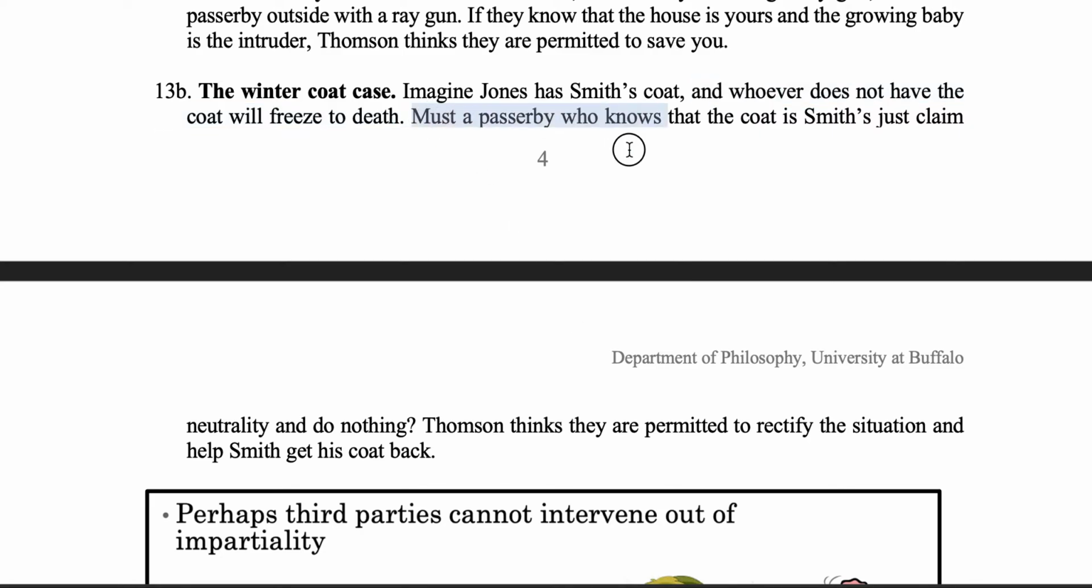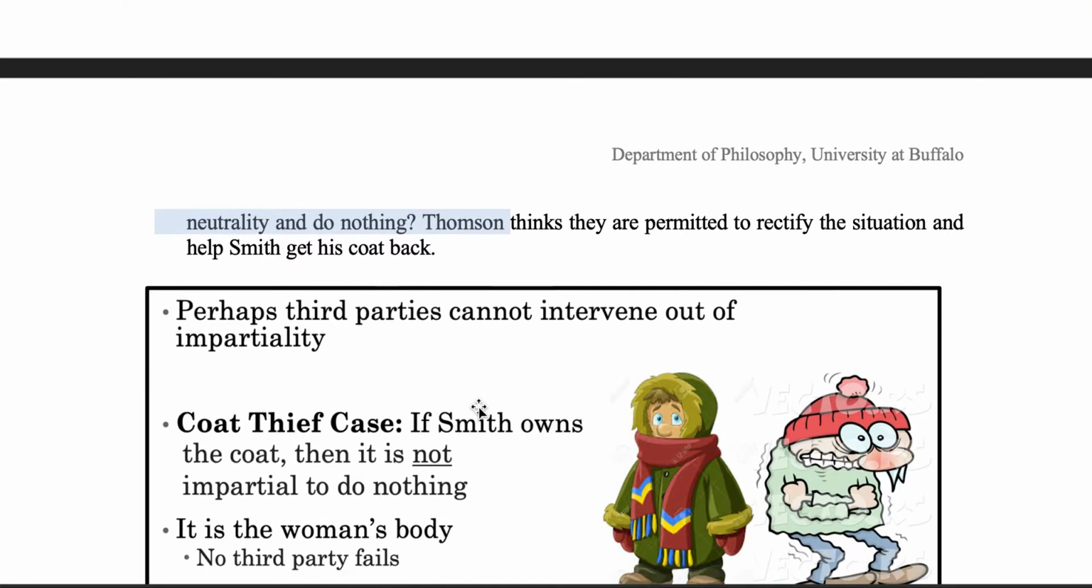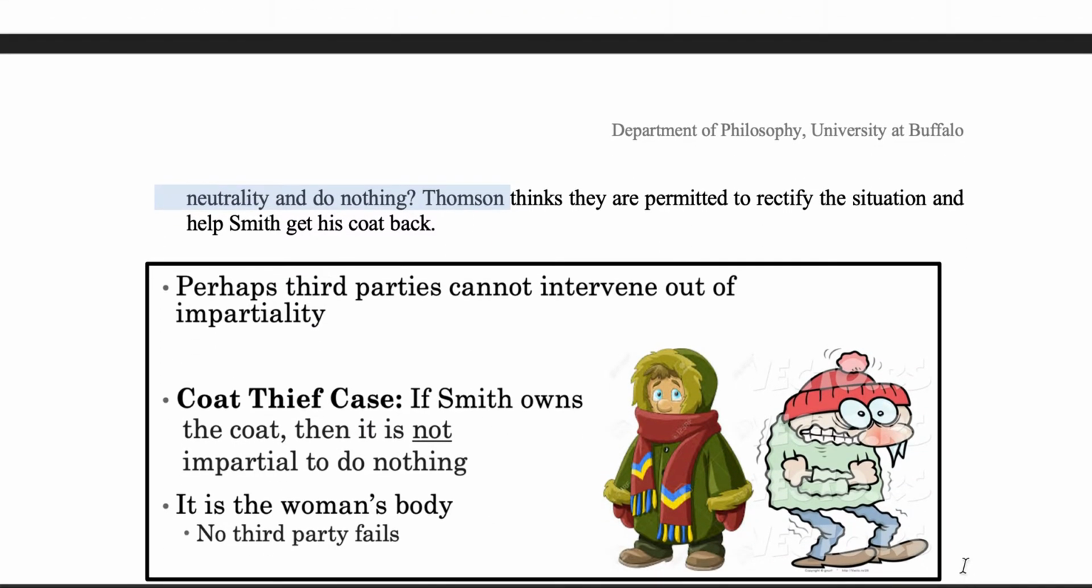Thomson thinks the passerby, if they know all the facts, are not supposed to just be like, oh, sorry, Smith, I think you're actually entitled to get your coat back and not freeze to death, even if it will kill this person, but sorry, I can't really help you. It's like, no, they're permitted to intervene and rectify the situation back to justice. They're allowed to restore justice to the situation.